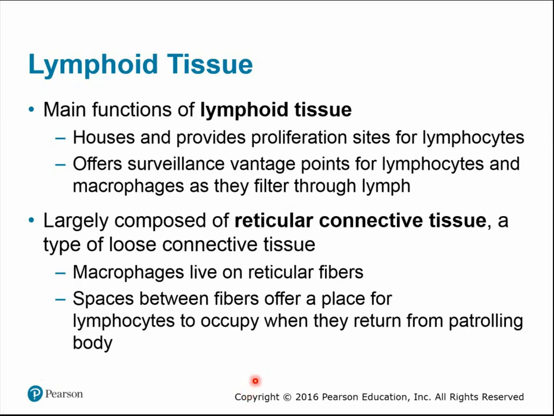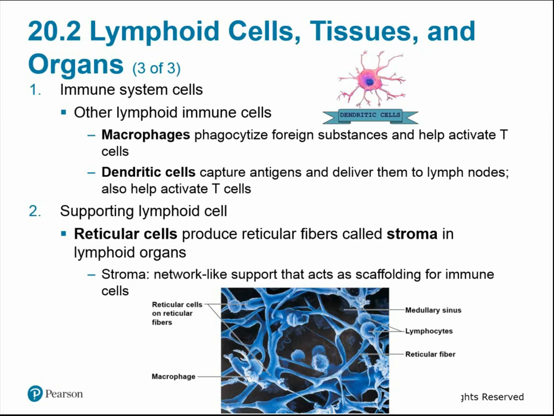So lymphoid tissue is largely composed of a reticular connective tissue, which is a type of loose connective tissue. So we have lots of spaces between the fibers for these immune cells to kind of occupy when they return from their patrolling duty. So again, showing, we have our reticular fibers and then all kind of this empty space, all these rooms available for our lymphatic cells.